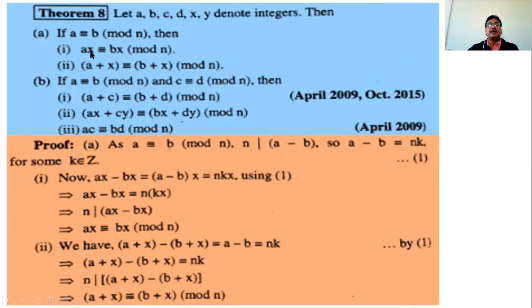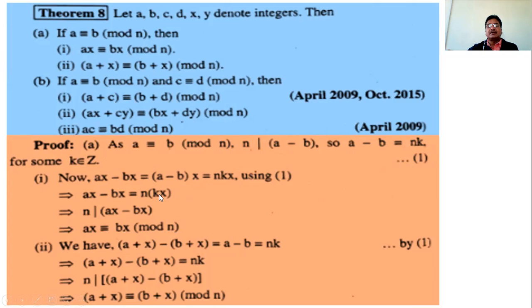Then the first, we have to show Ax is congruent to Bx modulo n. So Ax is congruent to Bx modulo n if n divides Ax minus Bx, and n divides Ax minus Bx if Ax minus Bx is expressed in the form n into some integer. So consider Ax minus Bx and try to express this as n into some integer. So consider Ax minus Bx. Take this x as common and substitute A minus B as nk, and then what we have, this Ax minus Bx is expressed in the form n into kx, right?